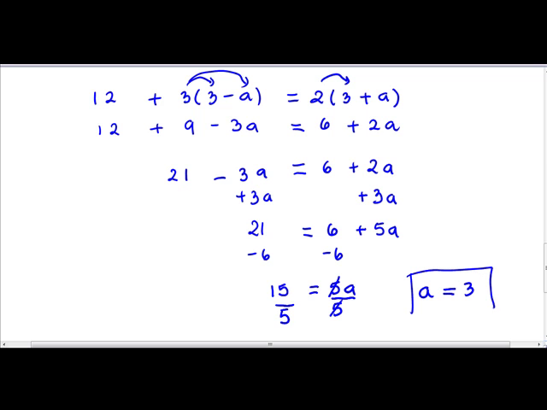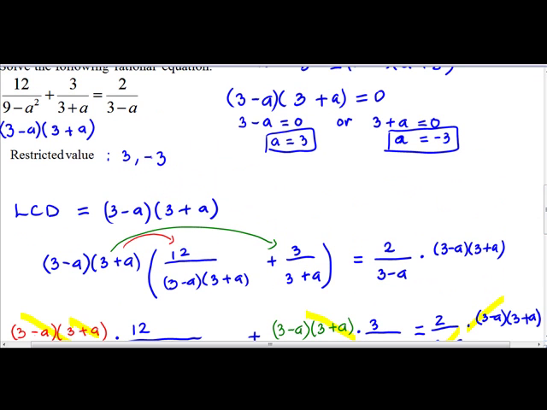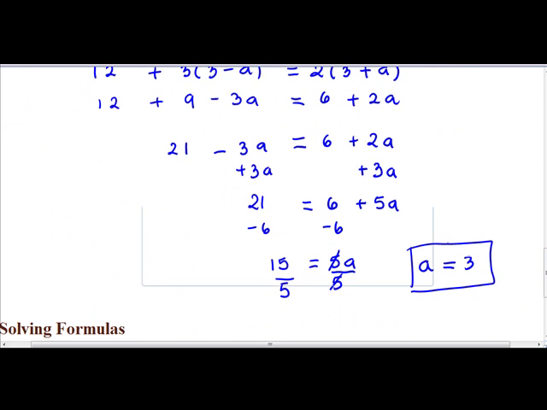Okay, then our last step is to check back to our problem. I notice that a equals 3. This 3 here is the restricted value. I'm going to go back right here. This was our restricted value. So that means 3 cannot be the solution. So this problem has no solution, because when you solve for a, the answer comes out as 3, which is the restricted value. So we have to discard it. So now our answer is no solution.